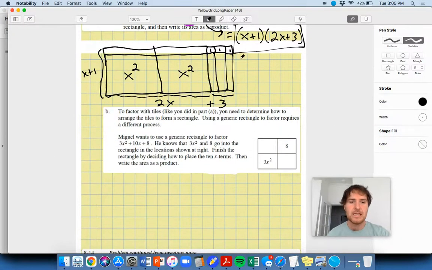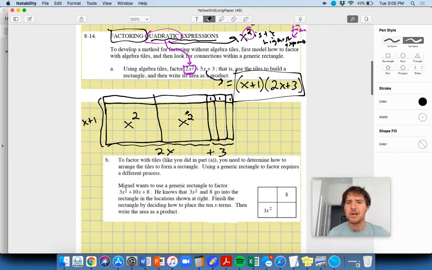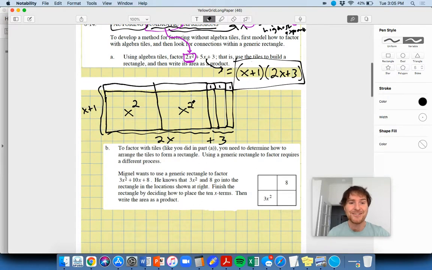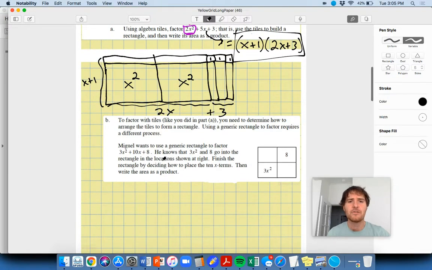All right, part B. To factor with tiles like you did in A, you need to determine how to arrange the tiles to form a rectangle. Using a generic rectangle to factor requires a different process, okay? So we don't actually want to sketch it all out. We want to figure out how we're going to set up our generic rectangle. Miguel wants to use a generic rectangle to factor something different, okay?